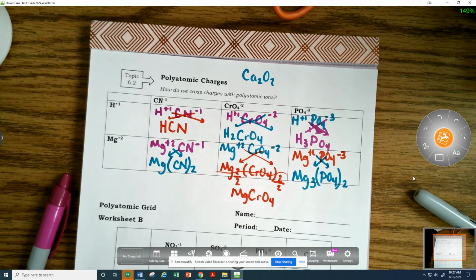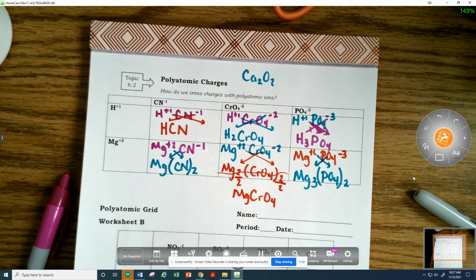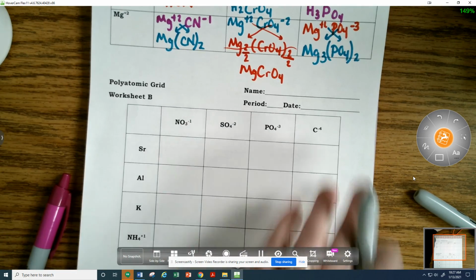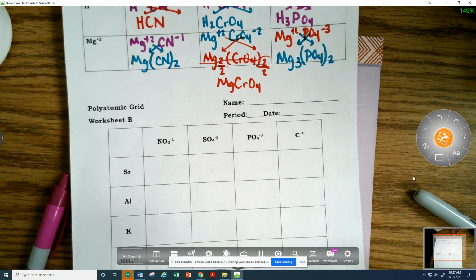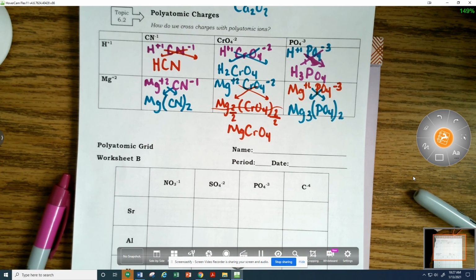Here are just a few practice problems working on how to cross charges with polyatomics. I combined the notes and the homework all into one page. All you need to do is some quick practice, making sure you're comfortable with how to cross charges, so that when we get to the point of doing names and formulas with polyatomics, you're set up to be successful.